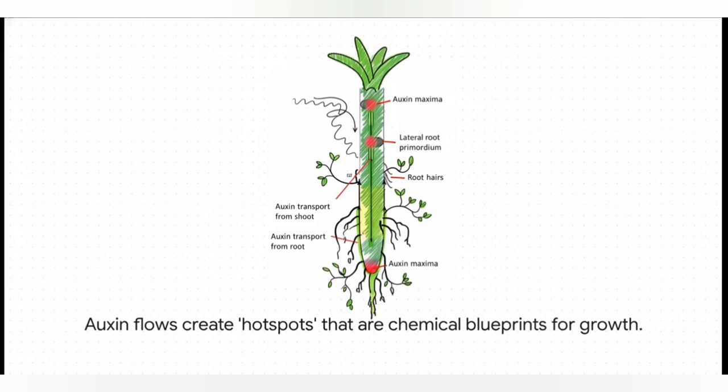This creates these concentration gradients. We can call them auxin maxima or hotspots, and you can think of these hotspots as the chemical blueprints for construction. A really high concentration right at the tip keeps the meristem active and dividing. Other hotspots that form further up the root will trigger the growth of entirely new branches.